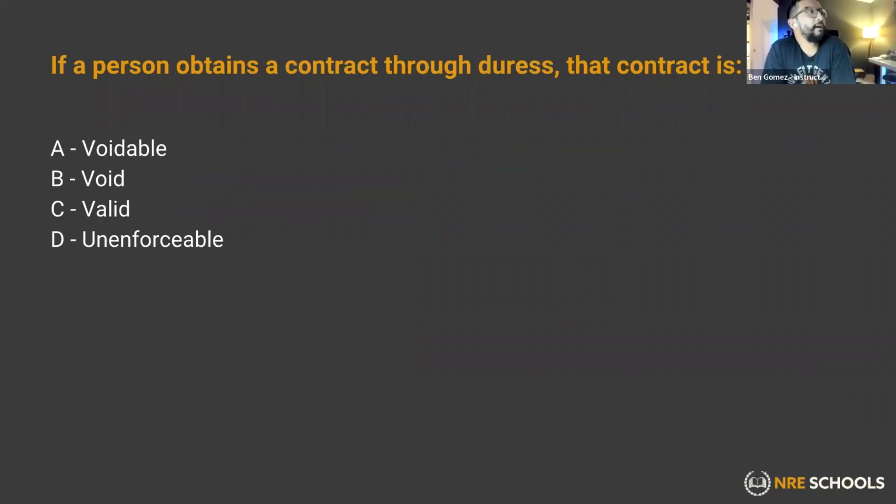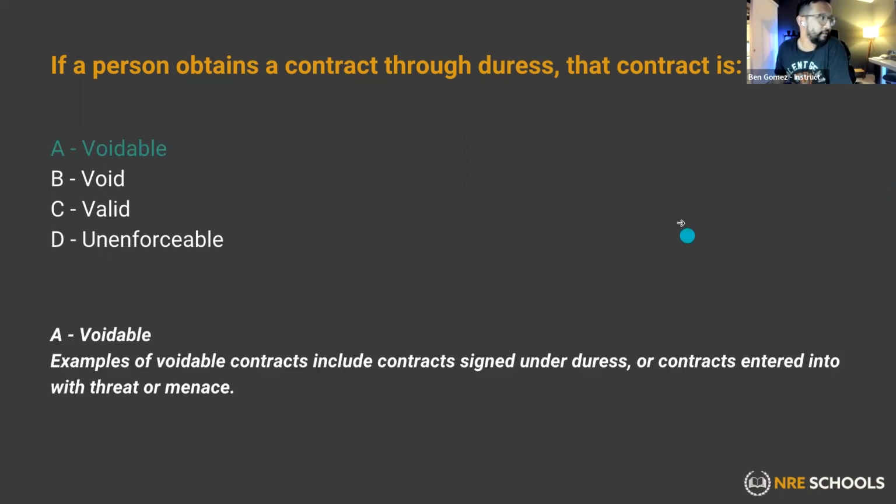If a person obtains a contract through duress, that contract is... They obtained the contract, but it was through duress. Is it automatically void? Is it valid? Is it unenforceable? Or is it voidable? And it is actually voidable. Examples of voidable contracts include contracts signed under duress, because the way that they word the question, they obtain the contract, but through duress, if that client moves forward with it, they still can come back. It's still voidable.